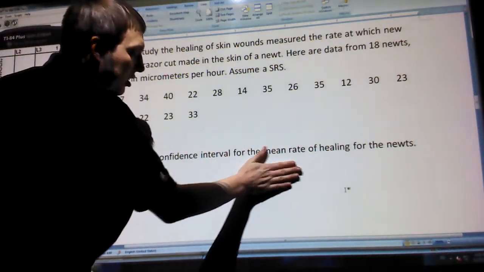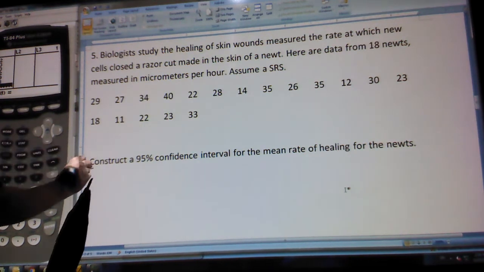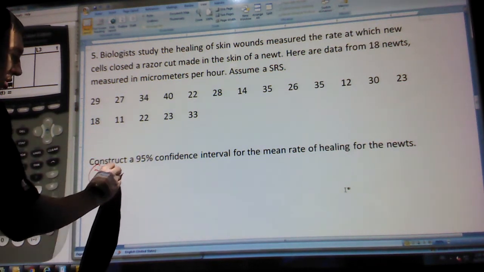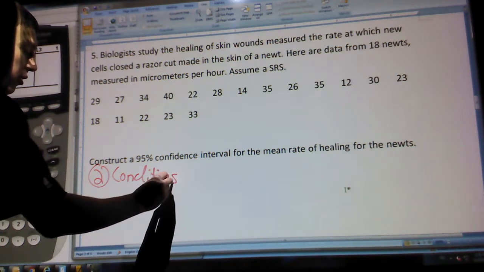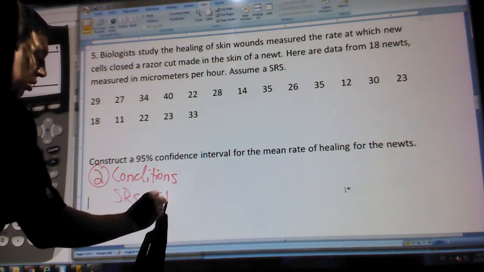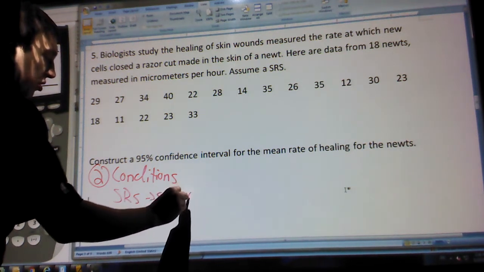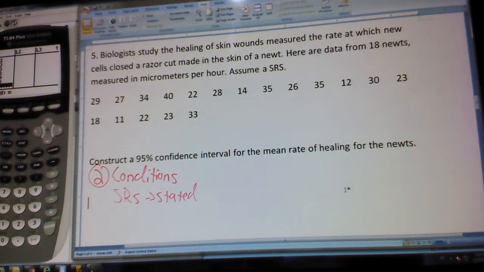Step two is check the conditions. We always need to check where do the numbers come from. The numbers came from a random sample. So I would put simple random sample, and we could put stated. We don't want to just put simple random sample and not put anything next to it. We said stated in the problem, or assumed.